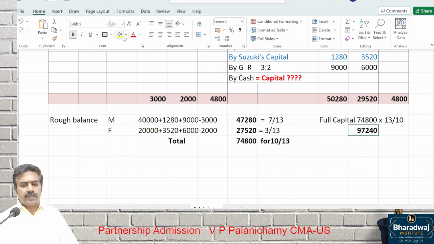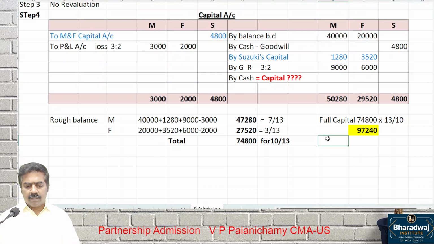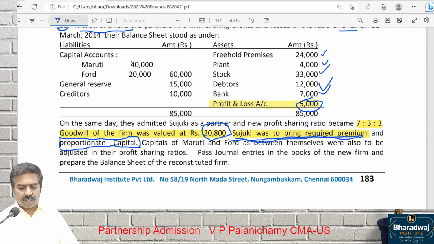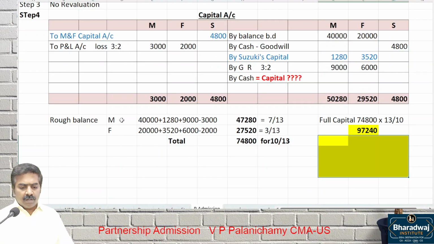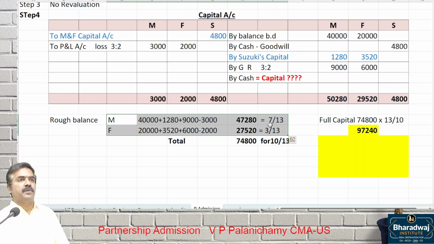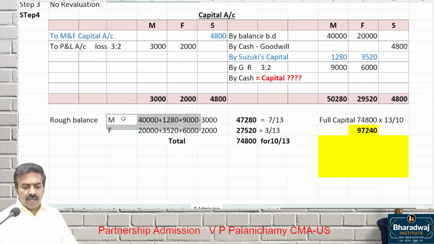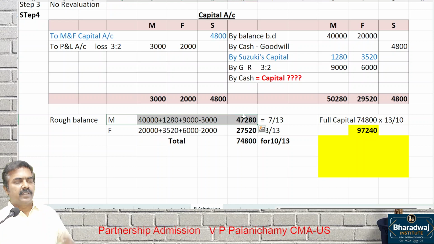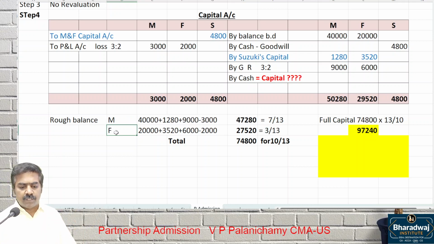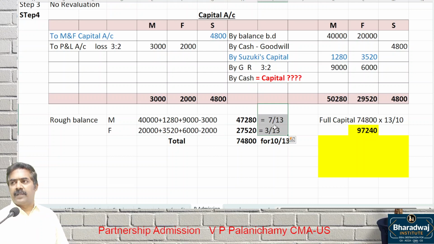Now this firm's capital should be contributed in profit sharing ratio. By which partners? All partners. Look at the question. The capital of Maruti and Ford as between themselves also should be adjusted in which ratio? Profit sharing ratio. Once again, any doubt in the rough balance of the capital? Maruti's capital is 47,280. What is Ford's capital? 27,520. They maintain 10 by 13, that is 74,800.